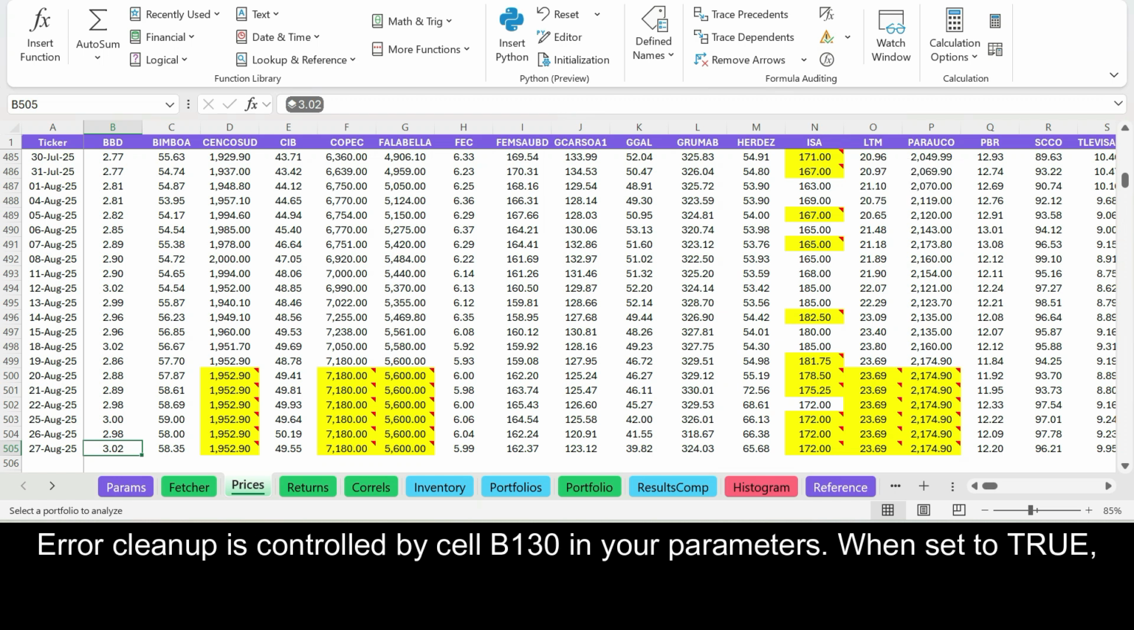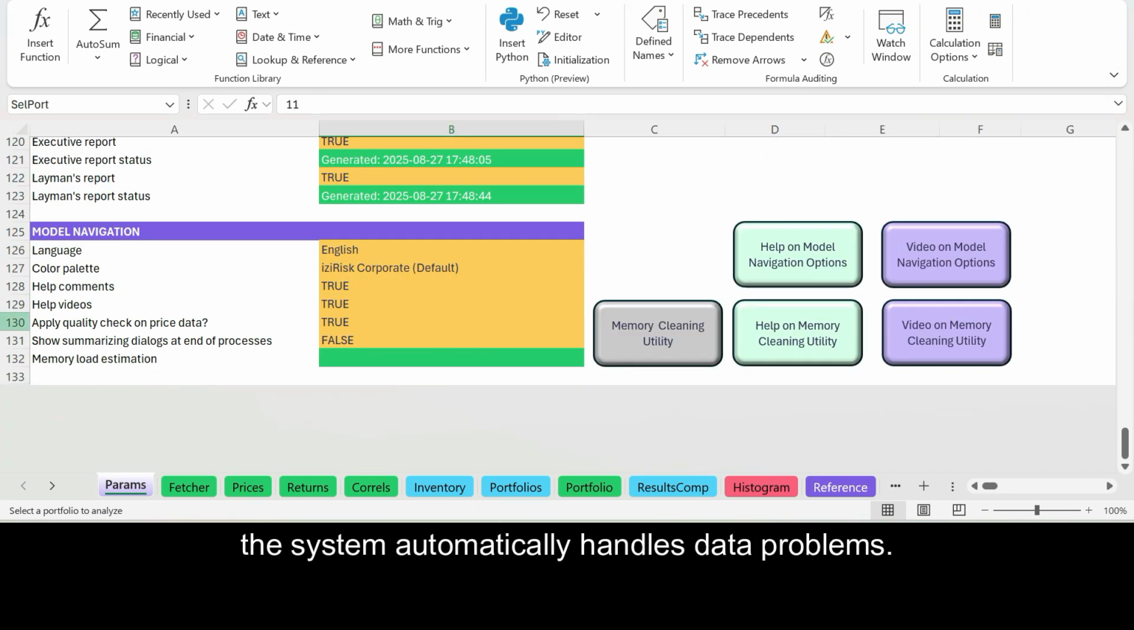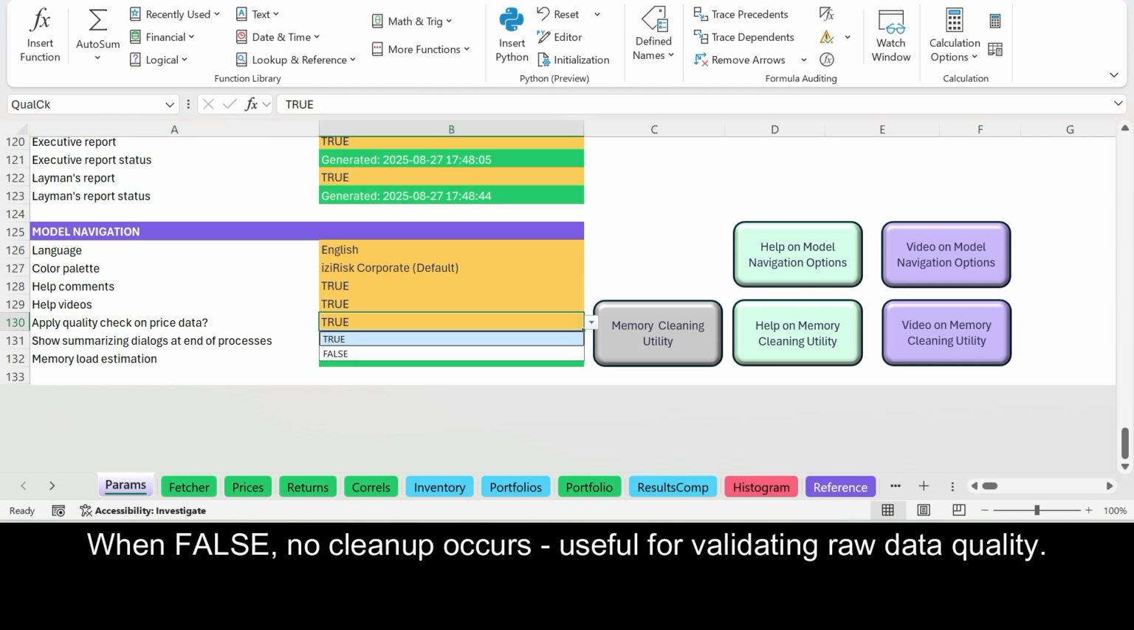Error cleanup is controlled by cell B130 in your parameters. When set to true, the system automatically handles data problems. When false, no cleanup occurs, useful for validating raw data quality.